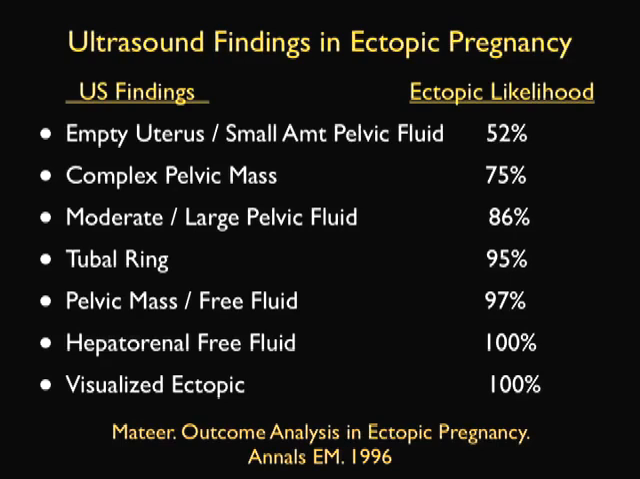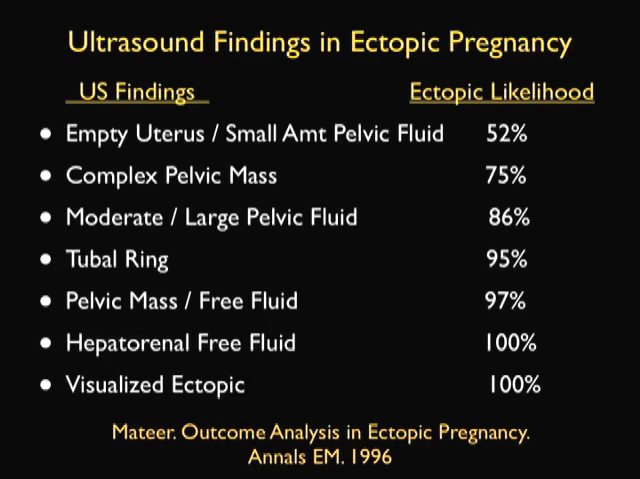We see the ultrasound findings to the left and the likelihood of ectopic to the right. We'll begin with an empty uterus and small amount of pelvic fluid, which has a 52% likelihood for ectopic. Notice that a complex pelvic mass increases the likelihood to 75% for ectopic. As you start to see a moderate to large amount of pelvic fluid, the likelihood goes up to 86%. And visualization of a tubal ring, also known as the bagel sign, has a likelihood of 95%. Now, if a pelvic mass is seen with free fluid, the likelihood is as high as 97%.